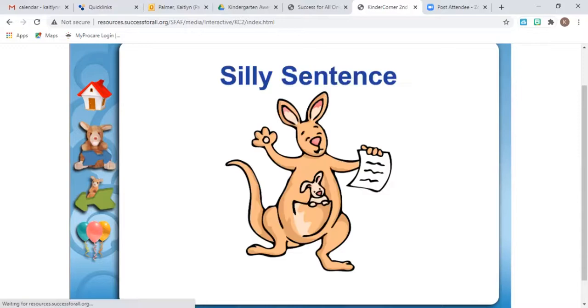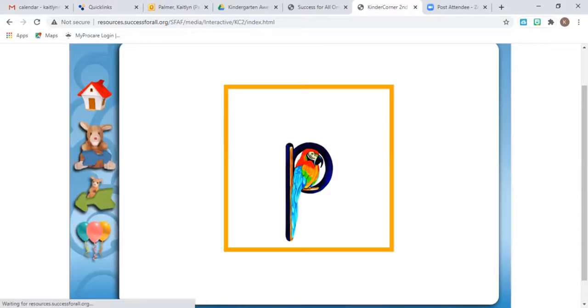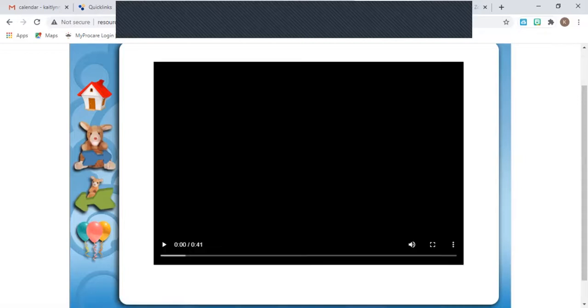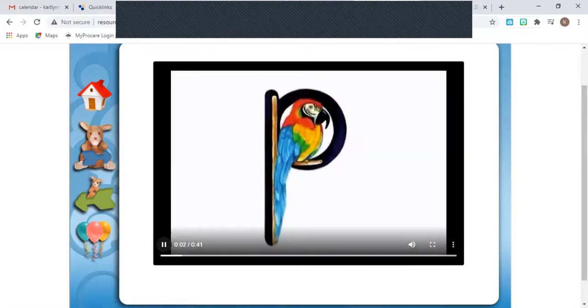So now I have a few letters. This letter is our letter of the week. So this is the letter P. Great job. So P, parrot. Say P, parrot. Great job. Now we have a little cartoon about the letter P.